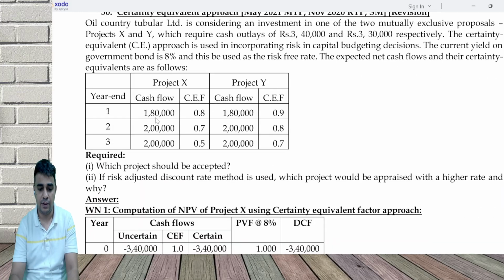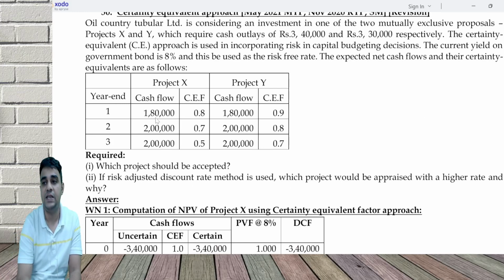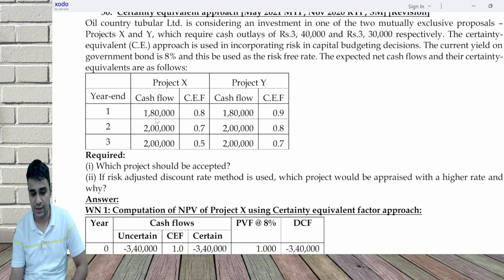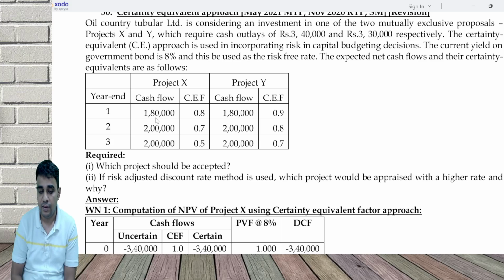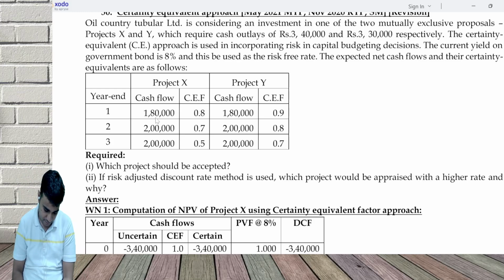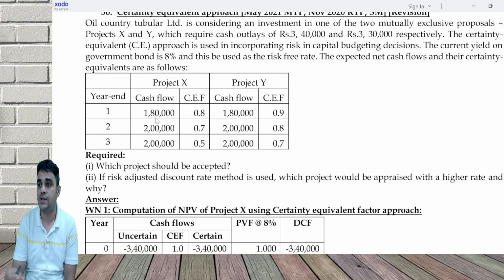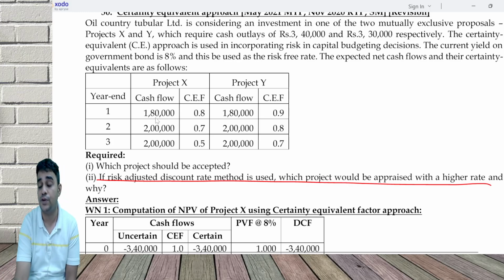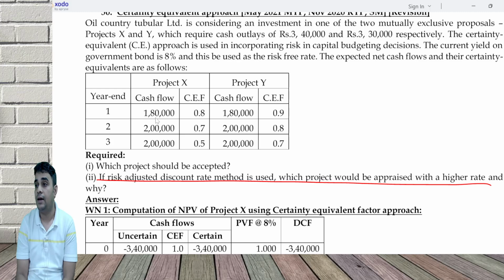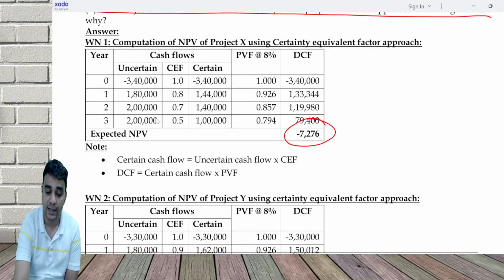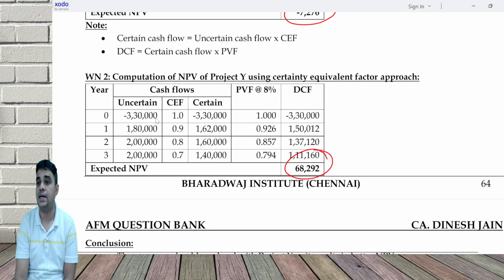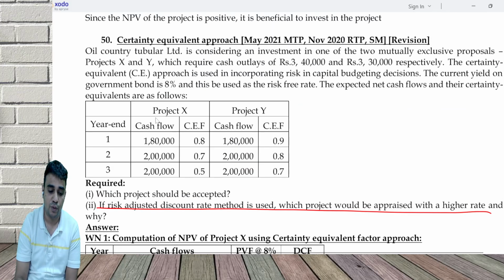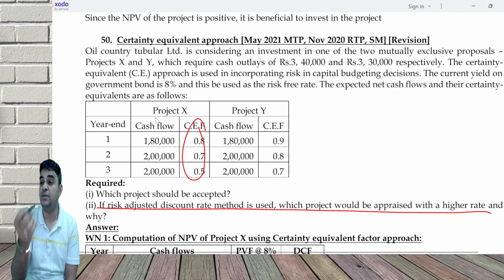It's the same question. Tell me, looking at the two cash flows, which is more risky and which is less risky? So X is more risky. In the exam they asked, if RADR is used, which project should be appraised with the higher rate? Some students thought I will calculate this and based on this I'll say which is more risky and which is less risky. Nothing to do with the NPV. Nothing to do with your NPV under the CEF approach. So to answer this, what you need to do is add all the three. Sometimes some can be higher, some can be lower.